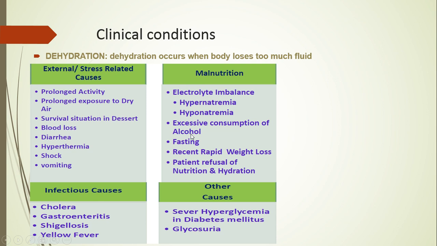Excessive consumption of alcohol, fasting condition, rapid weight loss, or when the patient refuses to eat or take water or fluid inside the body. Then there are the infectious causes that can dehydrate the body, like cholera, gastroenteritis, and so on. And among other causes from the metabolic pathways, there is excessive hyperglycemia in diabetes patients, and glycosuria.